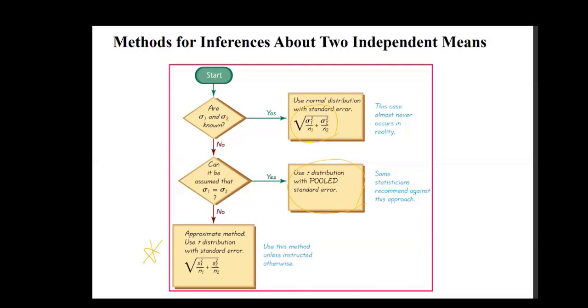So let me repeat. Normally, sigma 1 and sigma 2 are both missing. We can't use the first case. Normally, we cannot assume sigma 1 is equal to sigma 2 unless they tell us somehow they are aware of that and they tell us. Therefore, most of the time, we use the case that uses the t-distribution and sigma 1 is not equal to sigma 2.